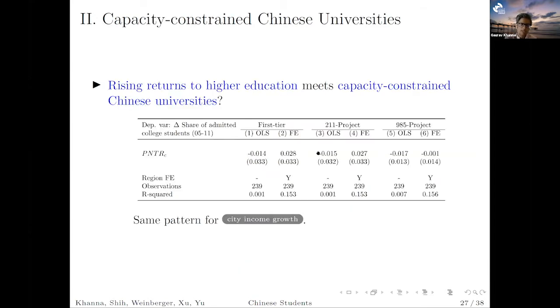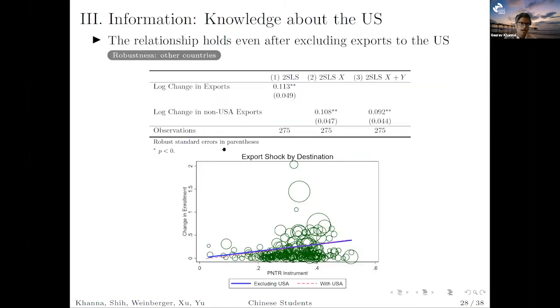We also don't think that you're hitting up against any capacity constraints at local universities. You don't see any kind of big crowding at the top Chinese universities, at least in any way that was related to the trade shock.